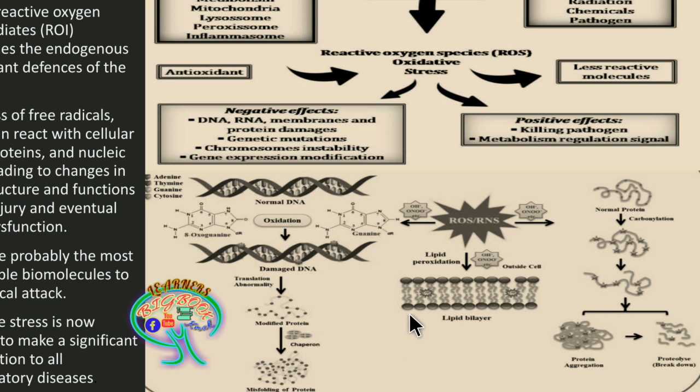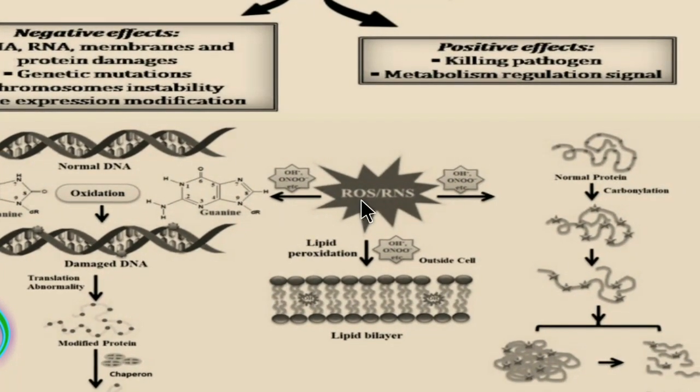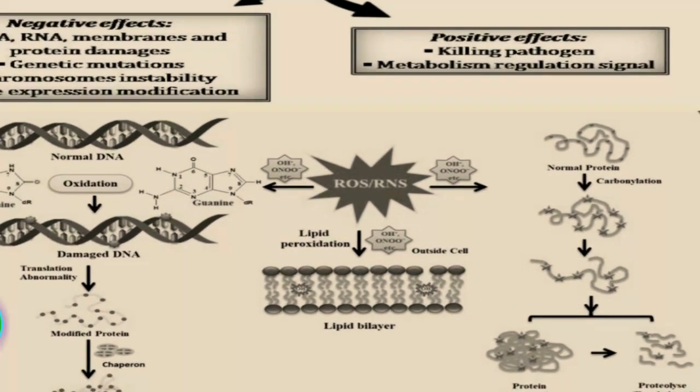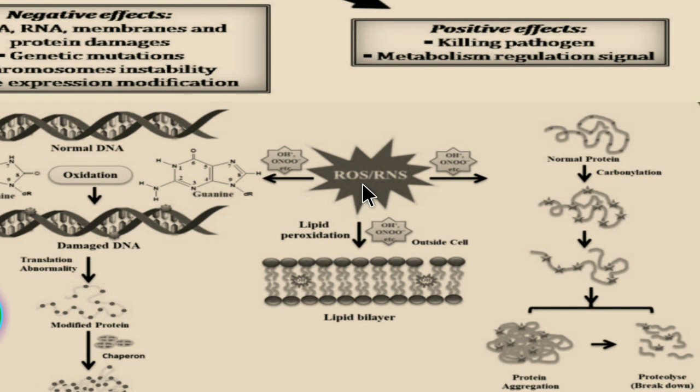Now, consider the action of reactive oxygen species or reactive nitrogen species on the lipid, where peroxidation takes place and the cell membrane is affected by ROS or RNS. This reaction leads to damage of the biomembrane. Likewise, the normal protein takes part in carbonylation, which leads to an irregular structure of the protein, and further to protein aggregation or proteolytic breakdown.